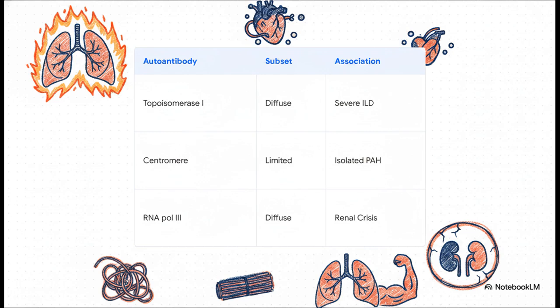Then we have RNA polymerase III. This is another marker for the diffuse subset, and it is absolutely notorious for predicting a scleroderma renal crisis. Finally, autoantibodies like fibrillarin and Th/To are usually tied to specific overlap features involving the lungs and muscles.